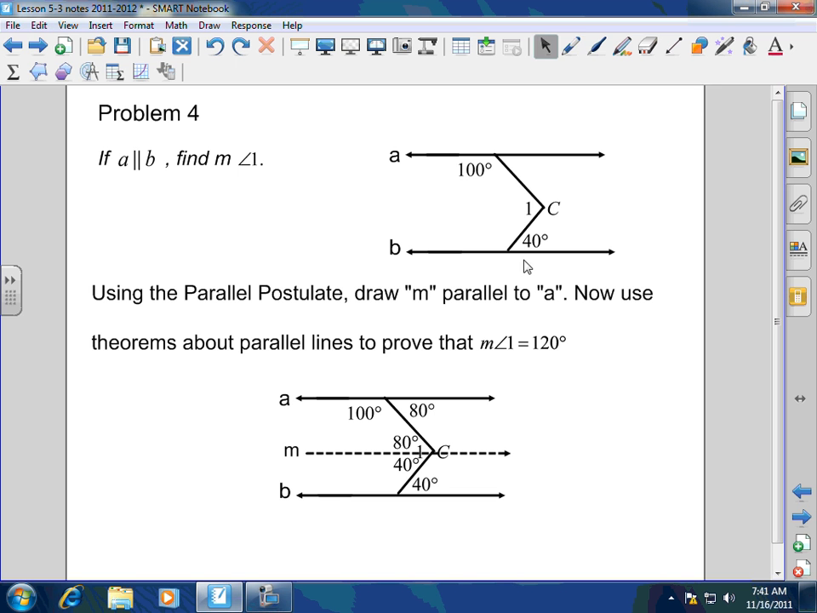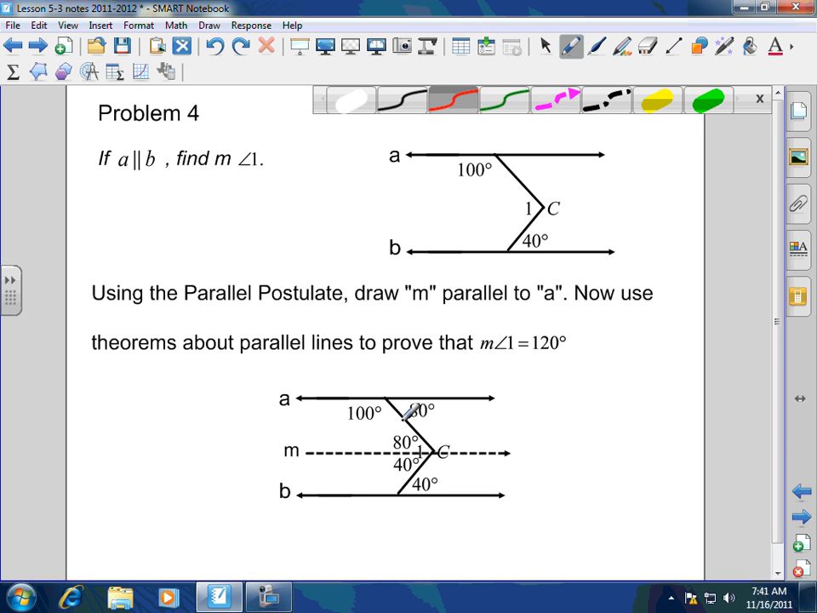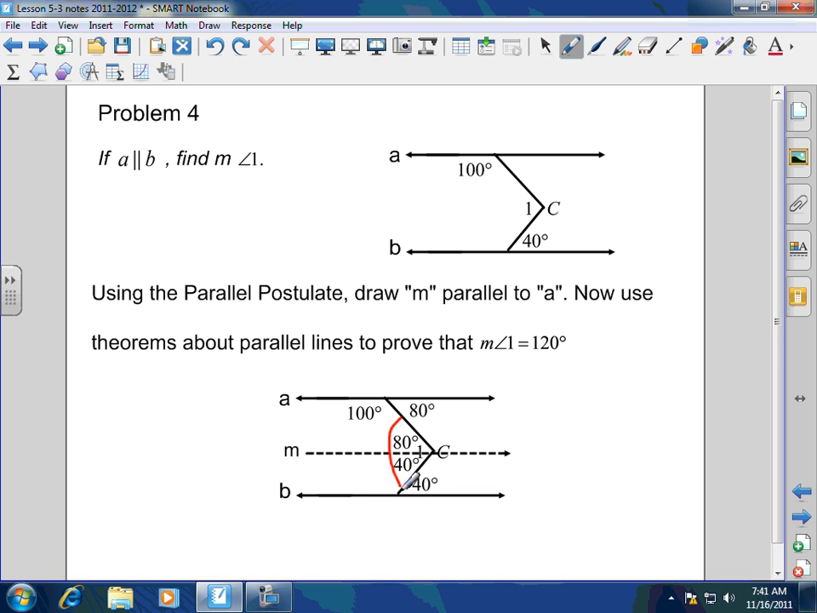So, what would angle 1 be? Well, angle 1 would be the sum of 40 and 80, which would be 120 degrees.